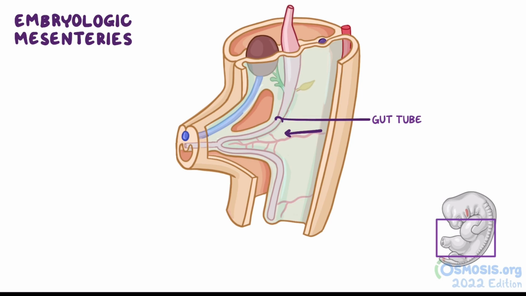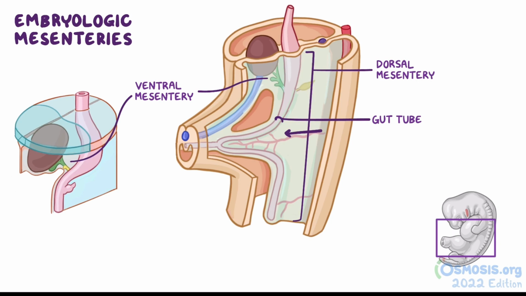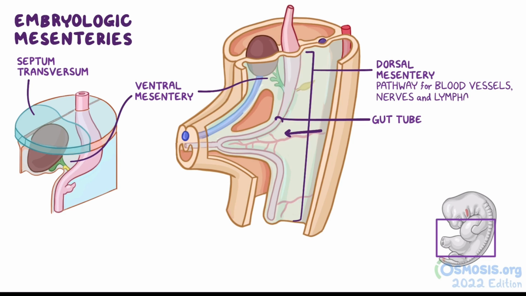The gut tube is then suspended from the dorsal wall of the embryo by connective tissue known as the dorsal mesentery, and from the ventral wall by the ventral mesentery. The ventral mesentery is derived from a plate of mesoderm known as the septum transversum and extends from the ventral aspect of the proximal part of the duodenum to the developing liver. The dorsal mesentery extends from the lower portion of the esophagus to the rectum, attaching it to the posterior body wall and creating a pathway for blood vessels, nerves, and lymphatics.